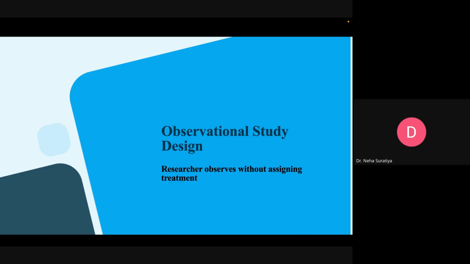The advantages are simple. It can give you some real world data. It reflects actual clinical practice. It is less expensive as compared to RCT, randomized control trial. It is easier for recruitment. Participants continue the normal therapy, so recruitment will be very easy. You are not going to intervene in anything, right? And it is used for rare outcomes. It can investigate uncommon diseases as well.